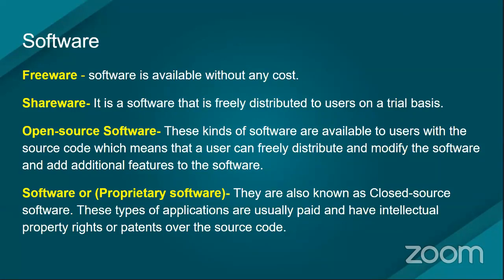Open source software is like freeware, but we can also get the source code of the software. If you are a software engineer, you can edit the code as per your convenience and use the software. The difference between freeware and open source software is that both are free, but with open source you can get the source code, while with freeware you get only the app. Proprietary software is software you have to pay for, and then only can you use it.